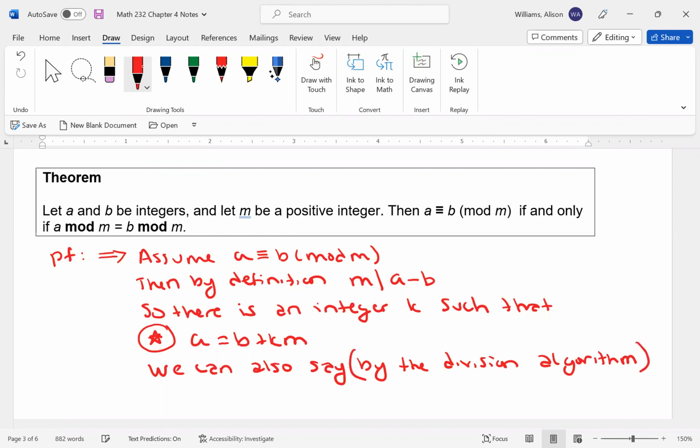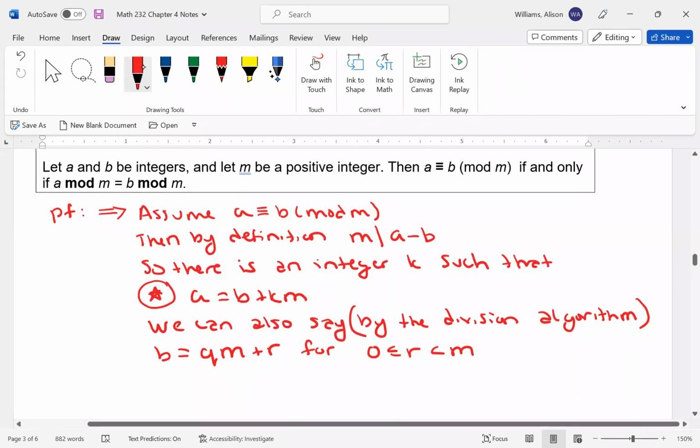All right, I'll put that in parentheses. That doesn't have to be stated. That's me telling you we're using the division algorithm. By the division algorithm, b equals qm plus r for r being between 0 and m. So that's saying that when we divide b by m, it gives us a quotient and a remainder.